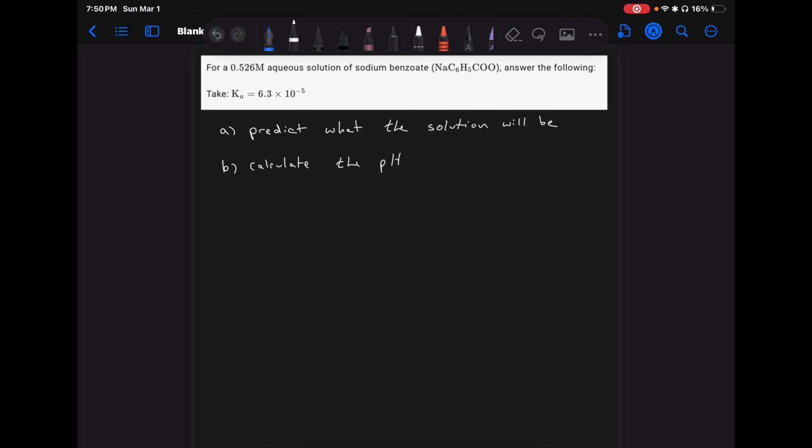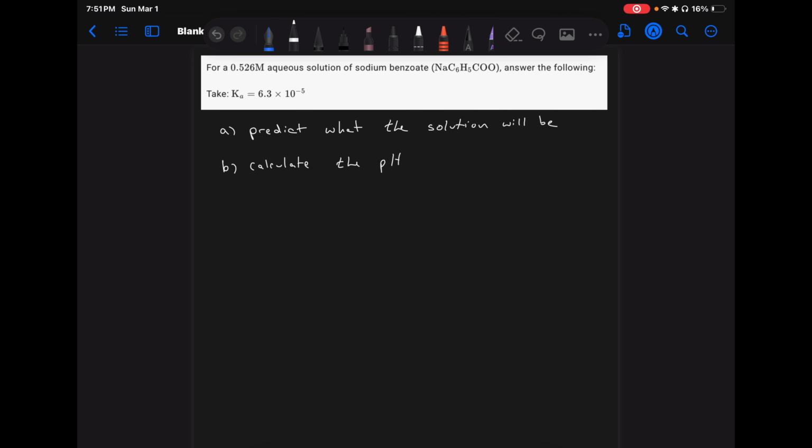So here we have an aqueous solution of sodium benzoate, NaC6H5COO, and now you have to answer the following. Part A: predict what the solution will be, as in whether it will be acidic, basic, neutral, etc. And question B: calculate the pH. For the first part, the first step is just to dissociate this into two.